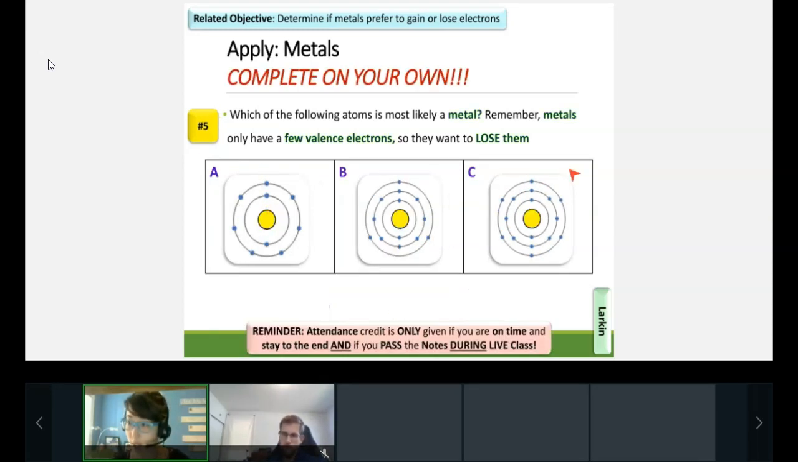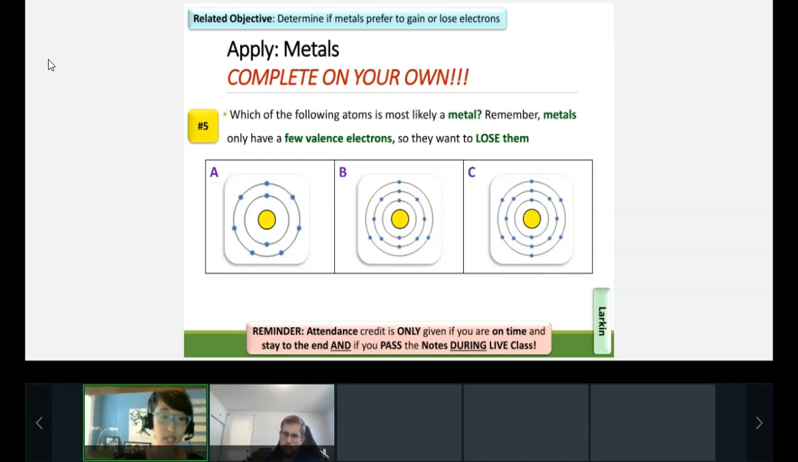I'm going to go ahead and clear these out. Raise your hands for number 5. Again, the question is very similar. Which of these is most likely a metal? Please do not put answers in the chat. Oh, sorry, Jasmine. I might not have seen your hand. I apologize. All right, so taking a look here, which of these is most likely a metal?